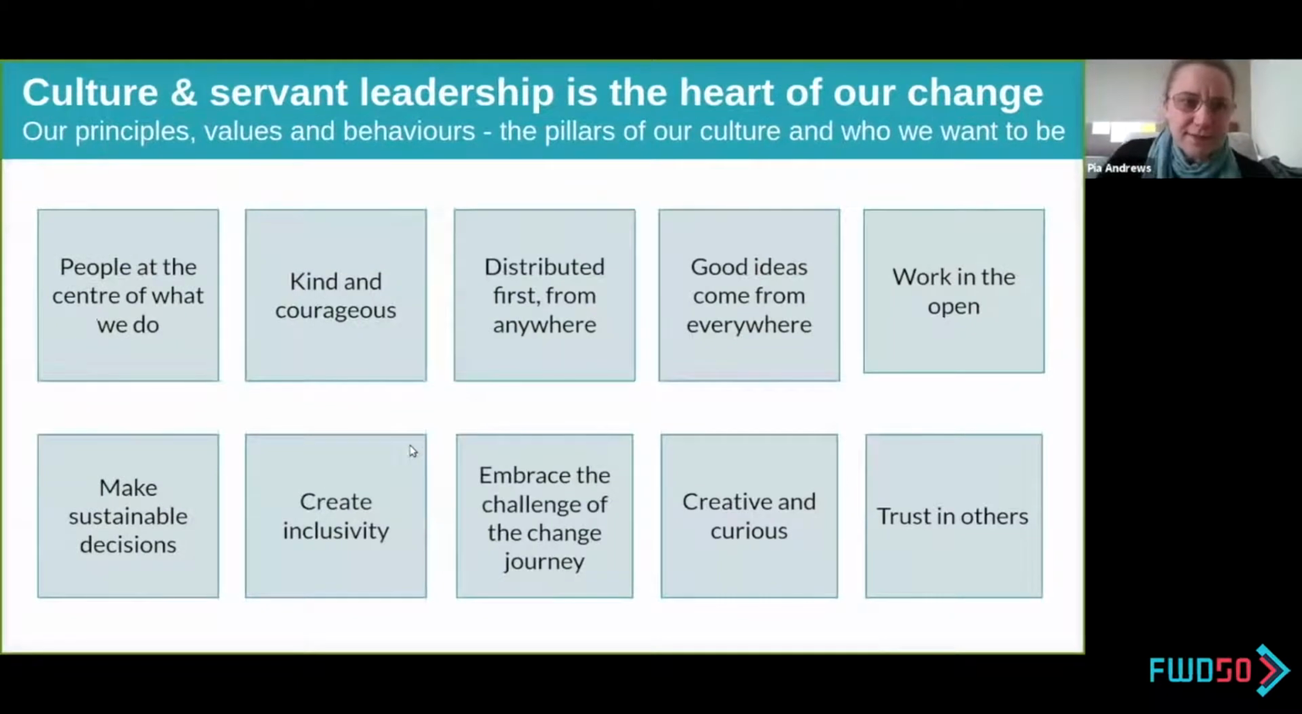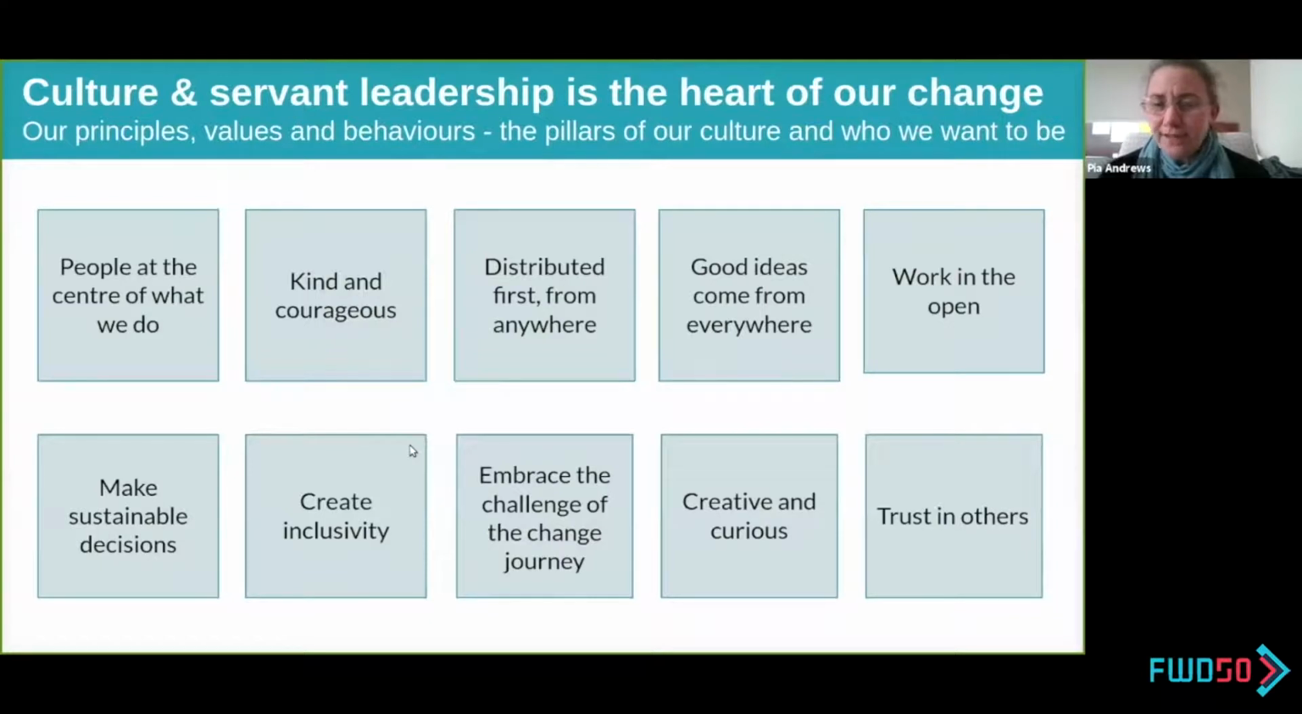So what I'm going to share with you just quickly is the culture statement that we have put together so far. For us, our principles, behaviors, and values are the pillars of how we work. And our culture statement for the digital function is that people are at the center of what we do, kind and courageous, that we're distributed first from anywhere, trying to make it so that not only can clients and citizens and agents get whatever they need from wherever they are, but also so that our own team can work. We are a distributed team that works across Canada and indeed across the world. And we want to make sure that that is supported and embraced.